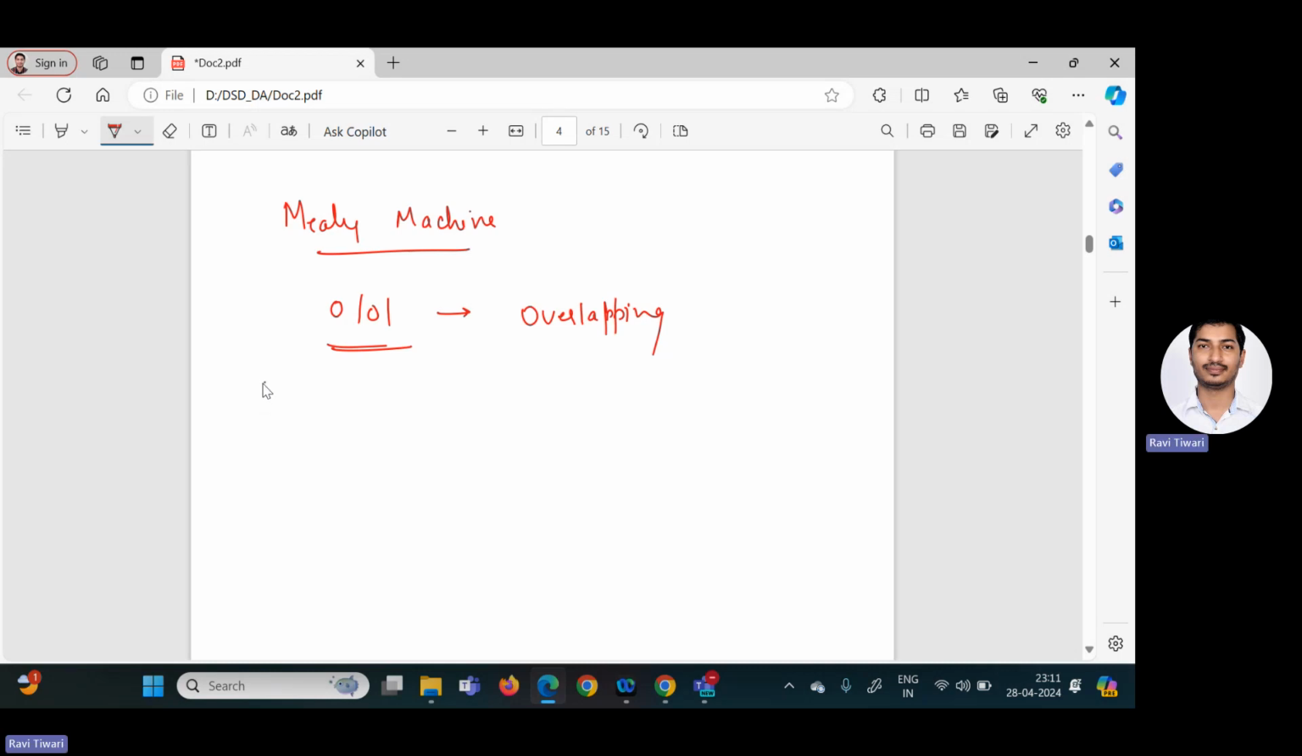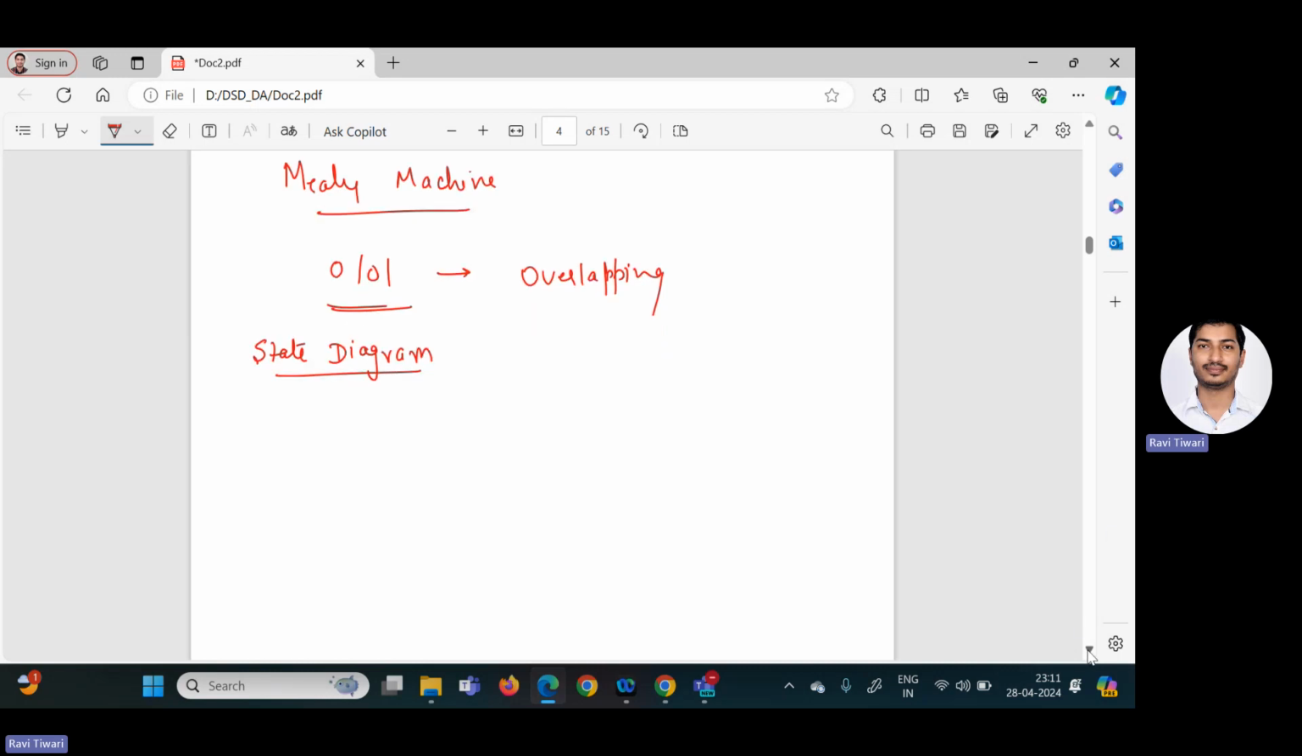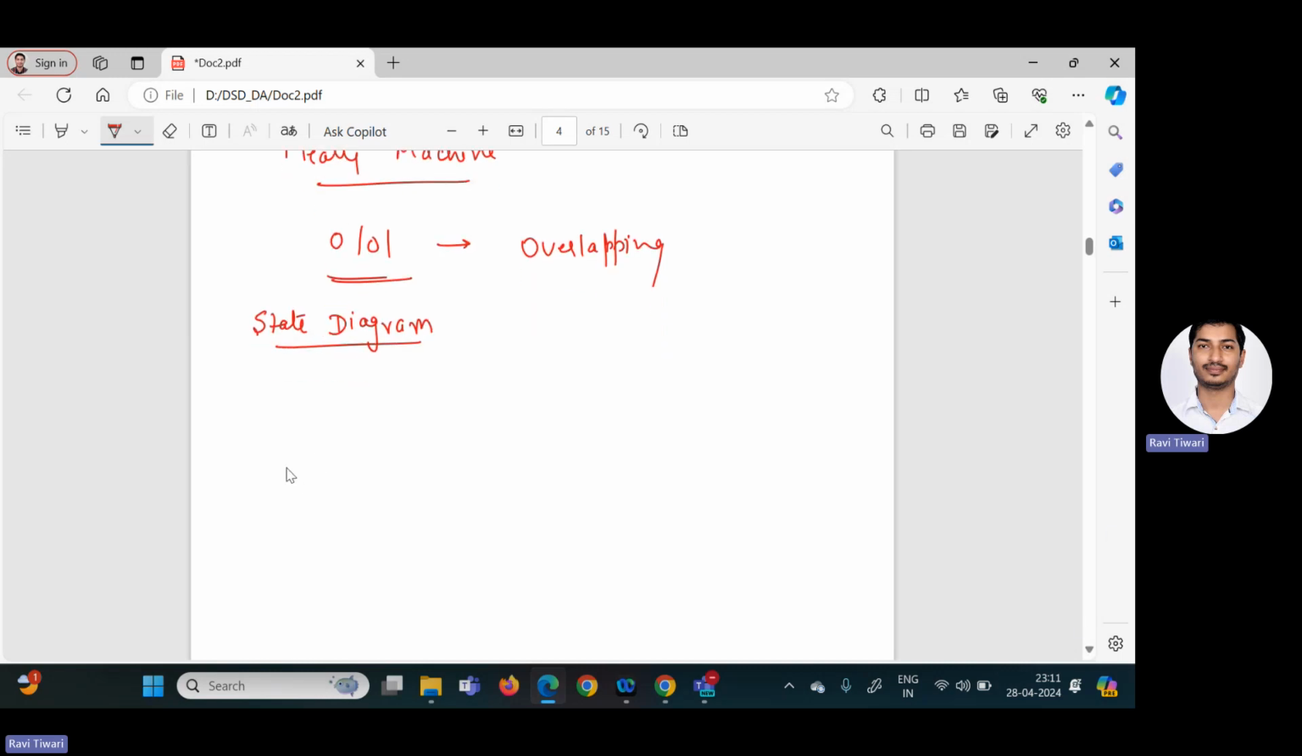So here this question again starts with a state diagram. So first we will try to draw the state diagram. As you know, the state diagram for the Mealy machine will start with a state A. So here I am drawing state A. When I receive the first bit correct, that is 0, I will move to the state B, and my output will be 0. Why? Because we have not received the correct pattern till now.